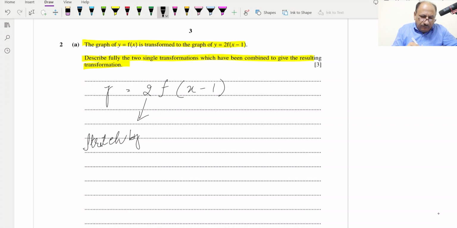by scale factor, which is scale factor 2, in the y direction.